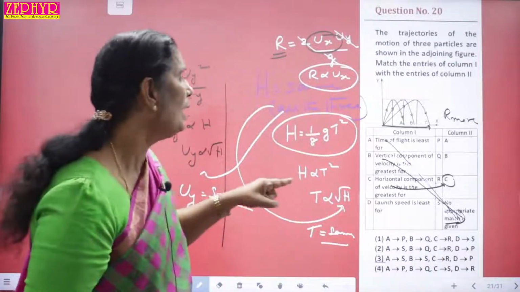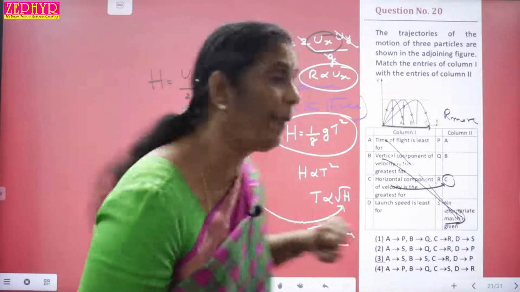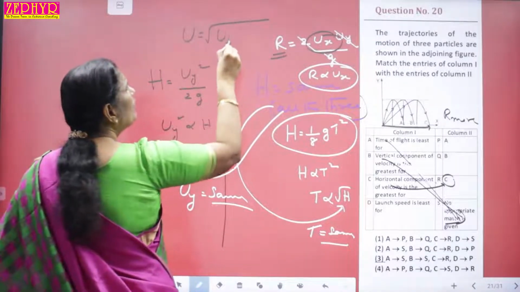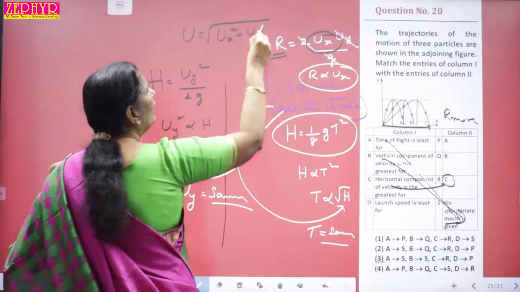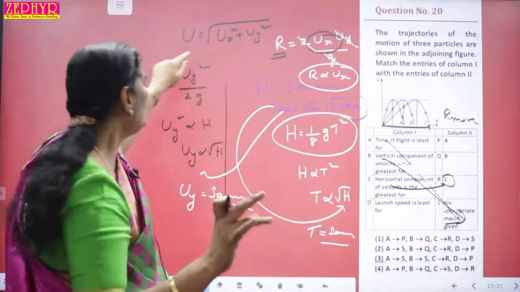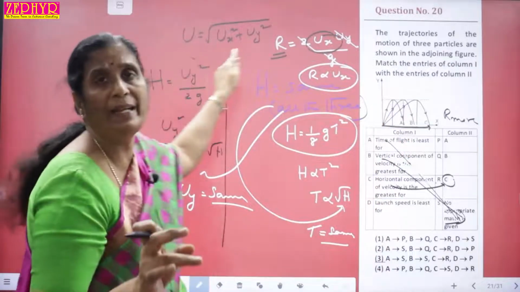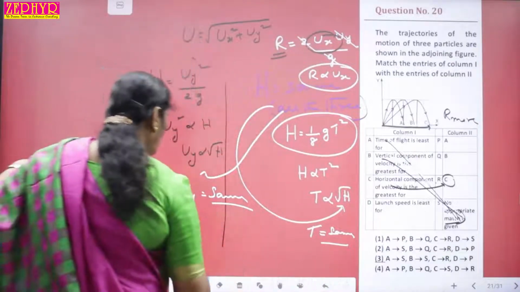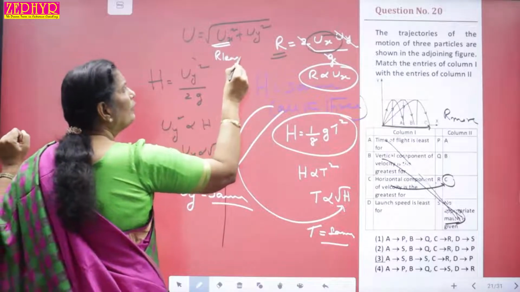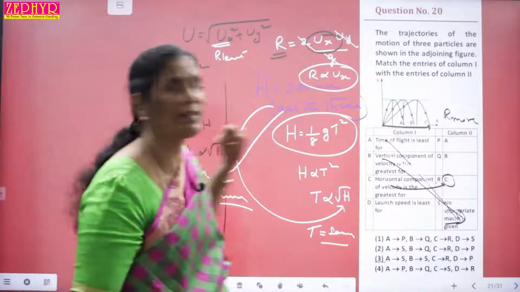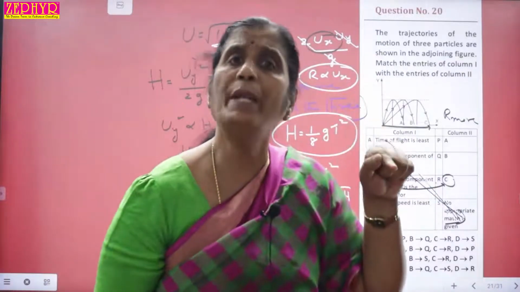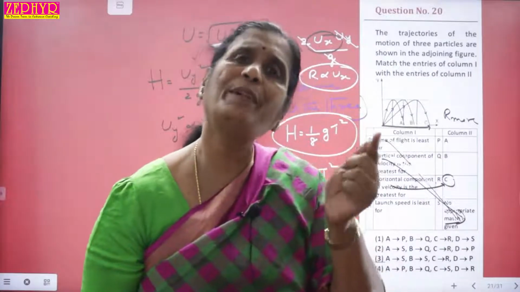Next, launch speed. Launch speed means final velocity. The final velocity is equal to root of ux square plus uy square. But uy is constant, so we cannot tell anything from it. But if ux is least, u will be least. When will ux be least? When R is least, because ux depends on R. If range is minimum, ux will be minimum. Then u will be minimum, because u depends on ux.